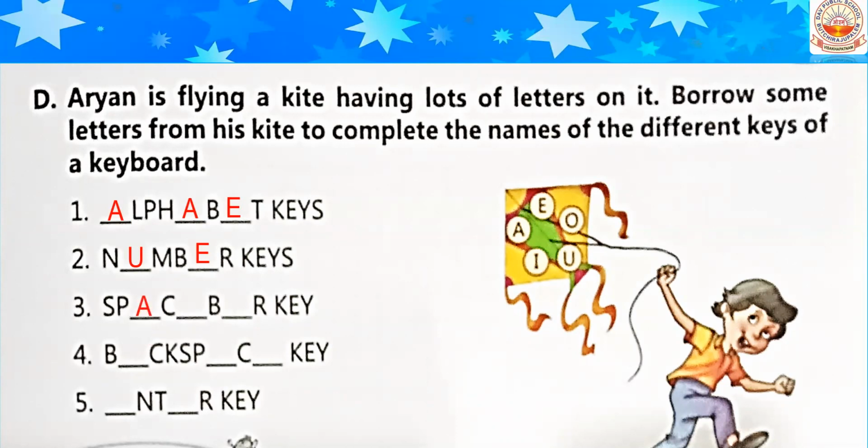Okay, the next one. Yes, space bar key. S-P-A-C-E space, B-A-R bar, K-E-Y key. Space bar key. The next one. Backspace key. B-A-C-K back, S-P-A-C-E space, K-E-Y key. Backspace key. Children, now see the last one. Enter key. E-N-T-E-R. Enter. K-E-Y key. Enter key.